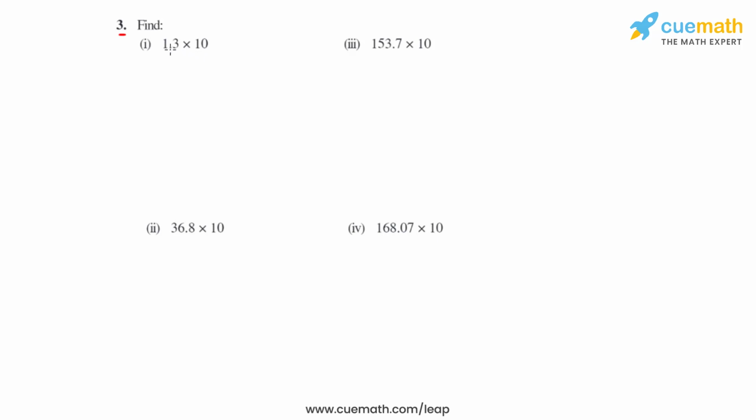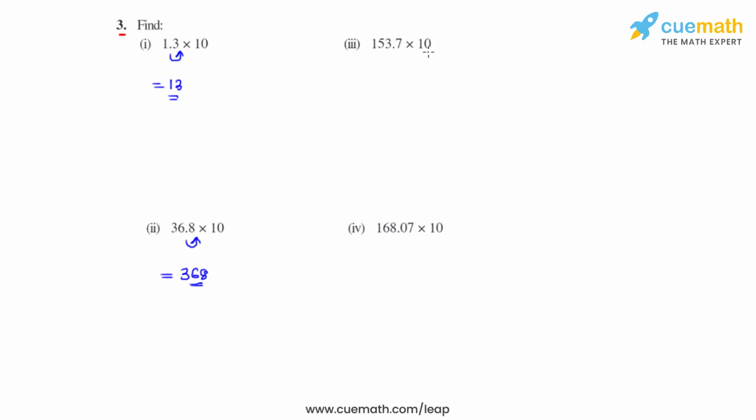To start with, we have the first bit, wherein we have 1.3 times 10. There is one 0, so the decimal will move one place towards the right. So our answer comes as 13 for the first bit. Coming to the second bit, we have 36.8 times 10. The decimal will again move by one place towards the right, and the answer that we get for the product of 36.8 and 10 is 368.